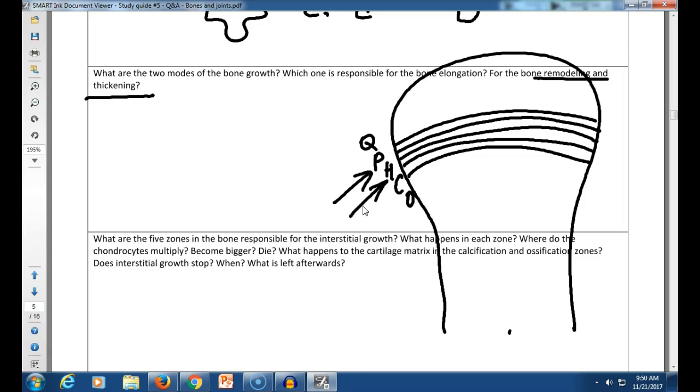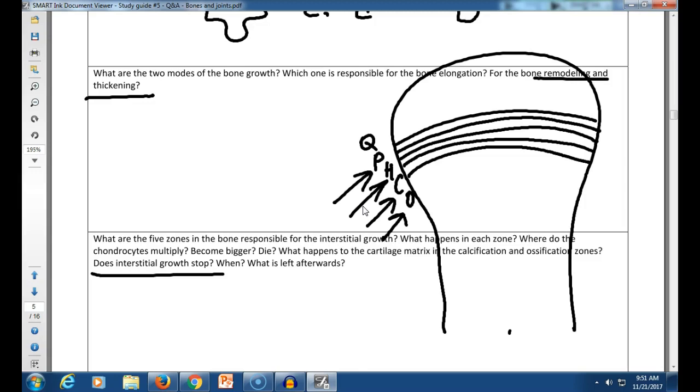In the hypertrophy zone, they become hypertrophic, larger, essentially kind of eating up the matrix. In the calcification zone, what happens to the cells? They die, and the matrix becomes calcified. And then in the ossification zone, the calcified matrix is replaced with bone. What destroys calcified matrix? Which cells? Osteoclasts, and osteoblasts deposit the new bone.